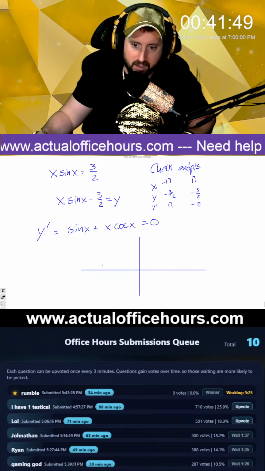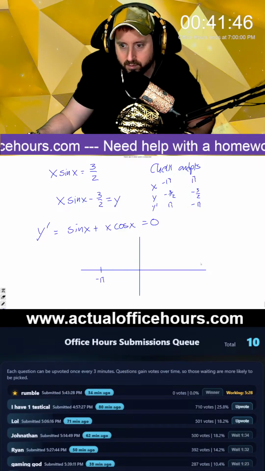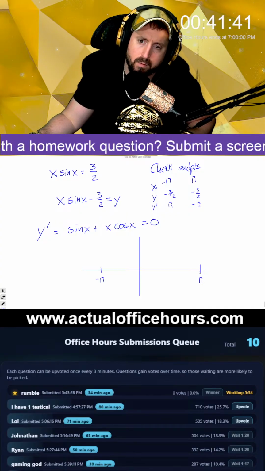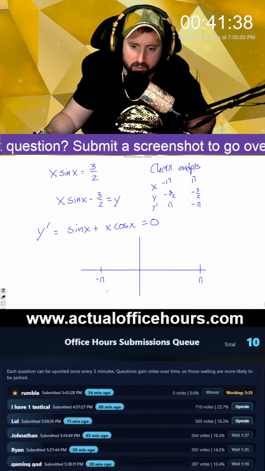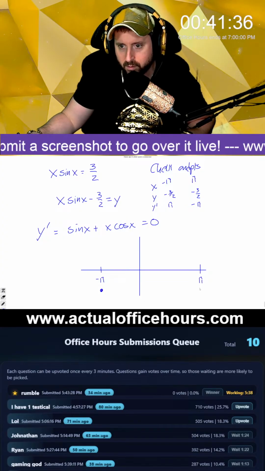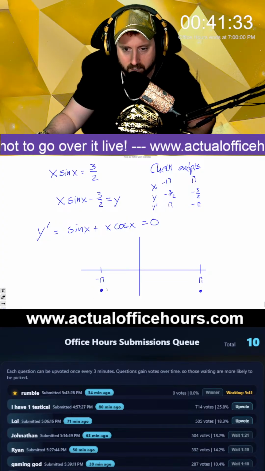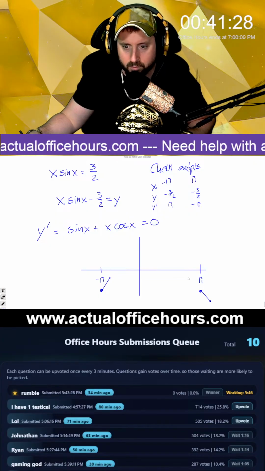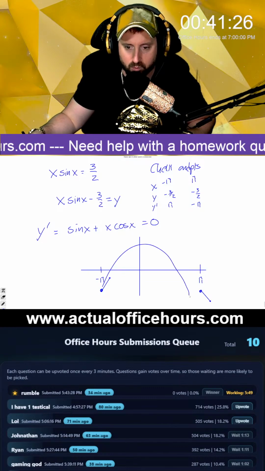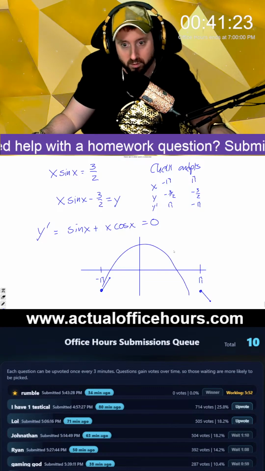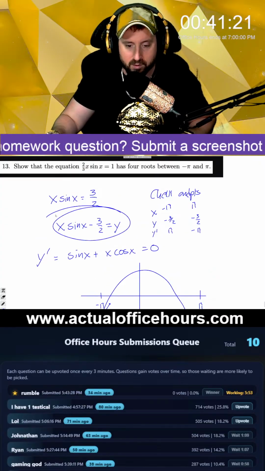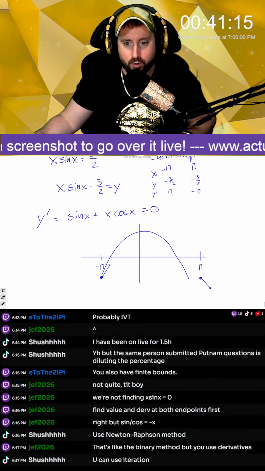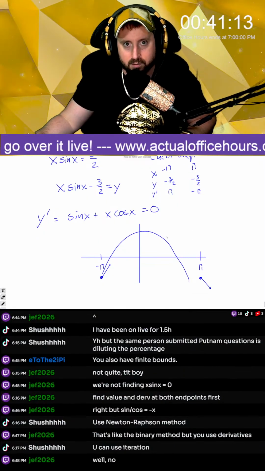So on my graph of things, if this is negative pi and then this is pi, y is always equal to negative 3/2. And in this case, it's pointing up, and in this case, it's pointing down, right? So I know for sure there has to be at least one turning point, so there have to be at least 2 roots. Assuming this is continuous, right? There's nothing wrong with this. Okay. So I've proven there are 2 roots, at least.